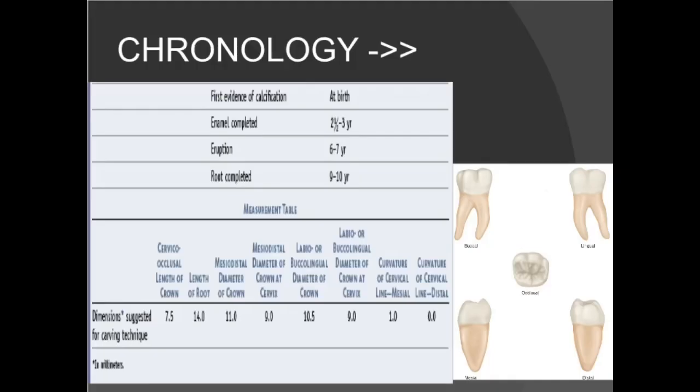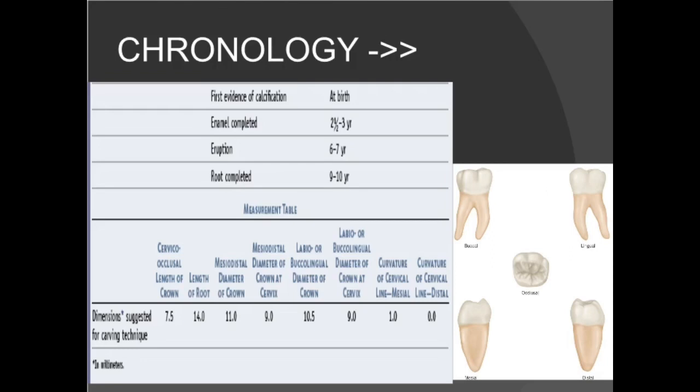Talking about its chronology, first we'll talk about its first evidence of calcification, which is at birth. Then the enamel is completed in 2.5 to 3 years. Eruption occurs in 6 to 7 years. It is also known as the 6-year molar. The root is completed in 9 to 10 years of age.